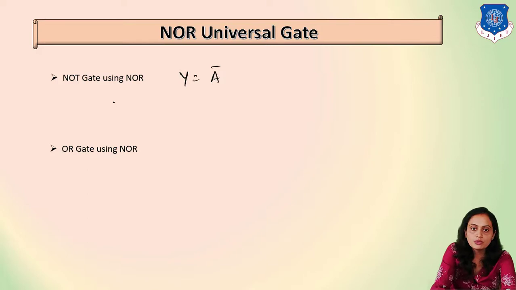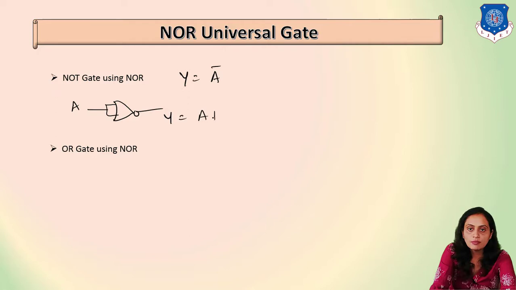So we will be using this NOR gate only. It's a 2-input gate, but we will short both of the inputs and apply A to that. The output we will have is A plus A whole bar, and A plus A in Boolean algebra, you know, that is A only, that's why it is A bar.